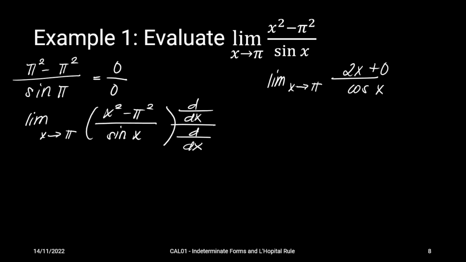Okay, then let's get the value. So, substitute na natin ulit. So, we have 2 pi over cosine pi, that is negative 1. Diba, which is equivalent to negative 2 pi. Or approximately, this is equivalent to negative 6.28 something. So, let's validate yung nakuha natin na sagot. Pero ang sagot natin dito is negative 2 pi.